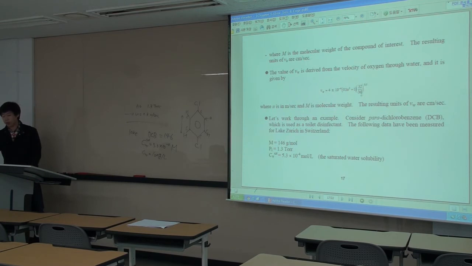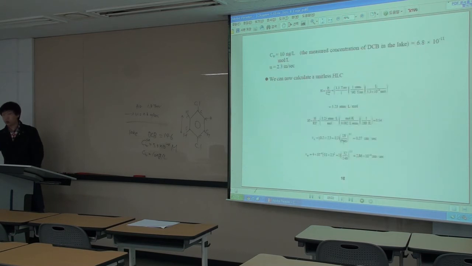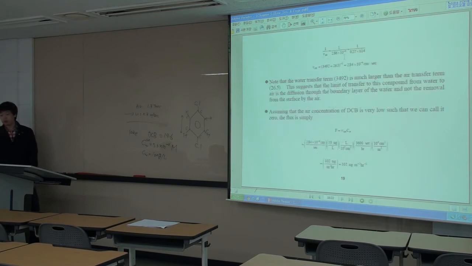And here also has a large M, small u. So just input the data here: velocity and the molecular weight of PCB. Here also. So you get a calculation result for VA and VW. And also input this calculated value to get a V total. So it was like this. So you got a V total.